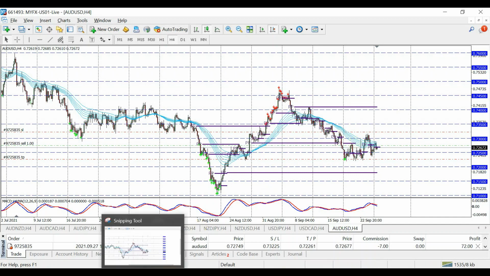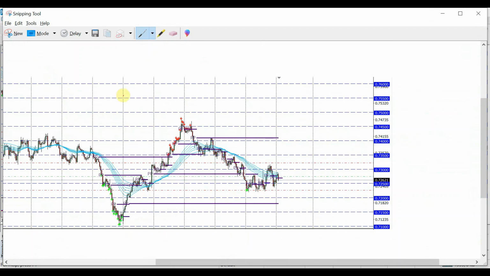So if I just take, I've already taken a screenshot of this. Okay, makes life a bit easier for me. You can see here that we've got one missed pivot there and one missed pivot there. So we're at current price here and here, and you can see that these two pivots have not been hit.